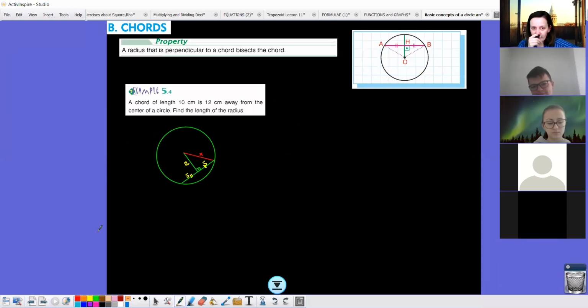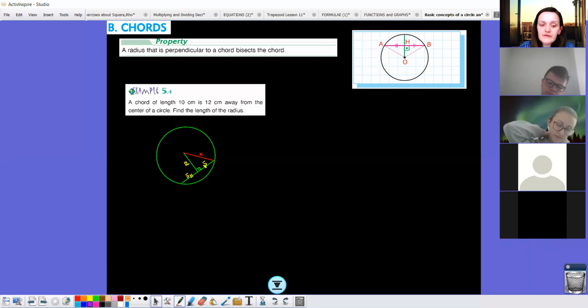Now here we have the properties of chords. AB is the chord in the circle, as you can see. A radius that is perpendicular to a chord bisects the chord. We know now what perpendicular means: 90 degrees. If the radius is perpendicular to the chord, it bisects the chord. So as you see in the figure, AH will be equal to HB. AH is congruent to HB if the radius is perpendicular to the chord.